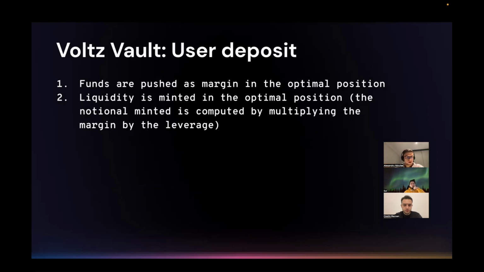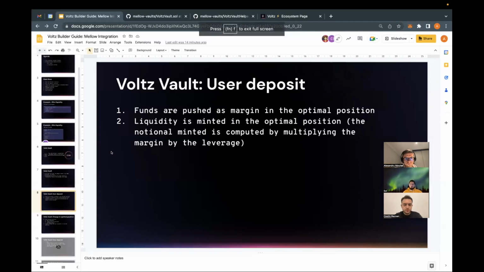The first one is the user deposit, and the user deposit is constructed of two parts. The first one is that funds that enter the Vault must be pushed as margin in the optimal position. So we need to initiate a position on Vault and push the funds as margin. And then we need to mint liquidity in the optimal position as instructed by the strategy as I've told you before. Basically the liquidity, the notional minted is computed by multiplying the margin by the leverage as shown earlier by Kostin. So now I want to show you how we did this in the code.